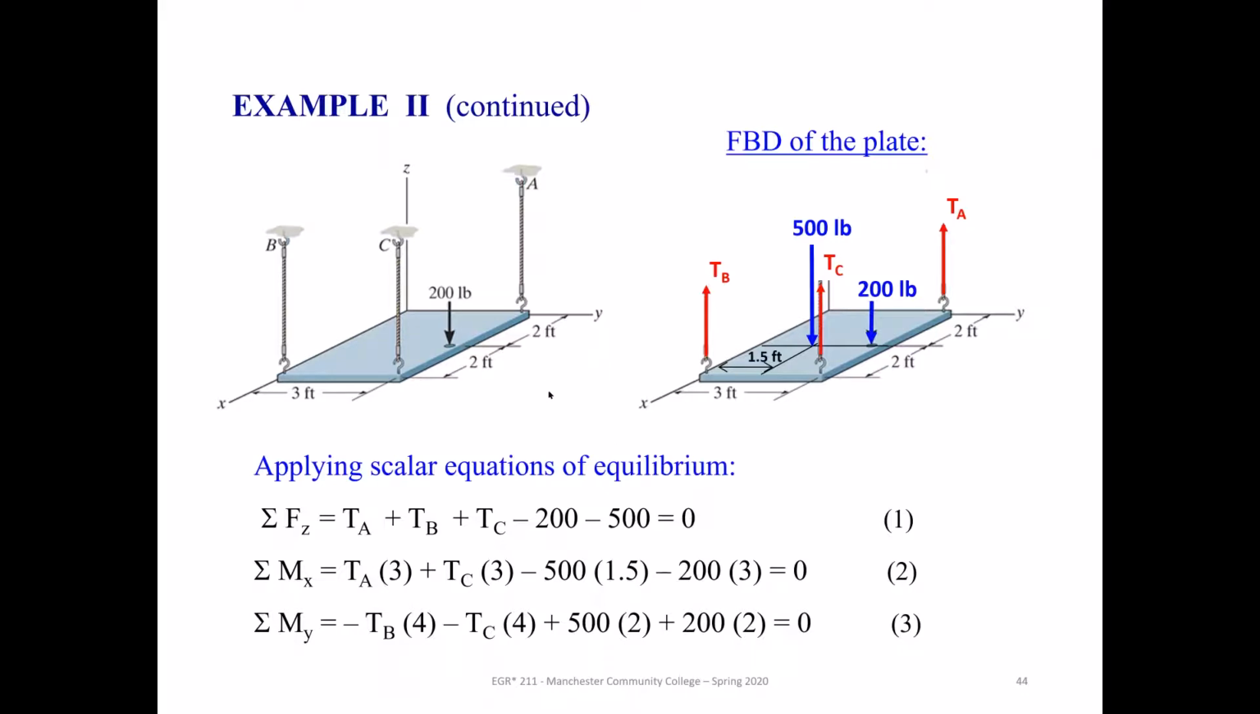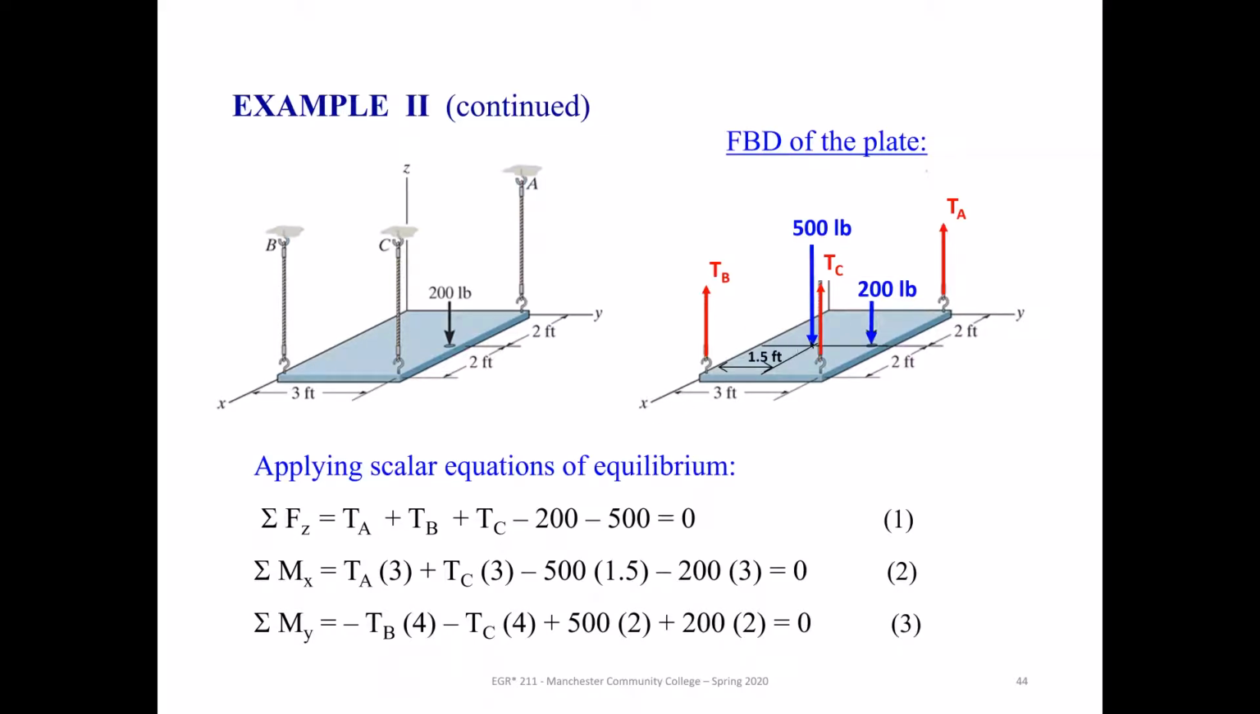The next thing is we can come up with a moment about each of the axes. So the author chose to do it about the x-axis first. So thinking about the x-axis, this TB is acting right on the x-axis, so that's not going to be involved in the moment equation. But we have this force, this force, this force, which is the reaction, and then this is a reaction, and this is a reaction. So we're going to have 4 components for the moment about the x-axis.